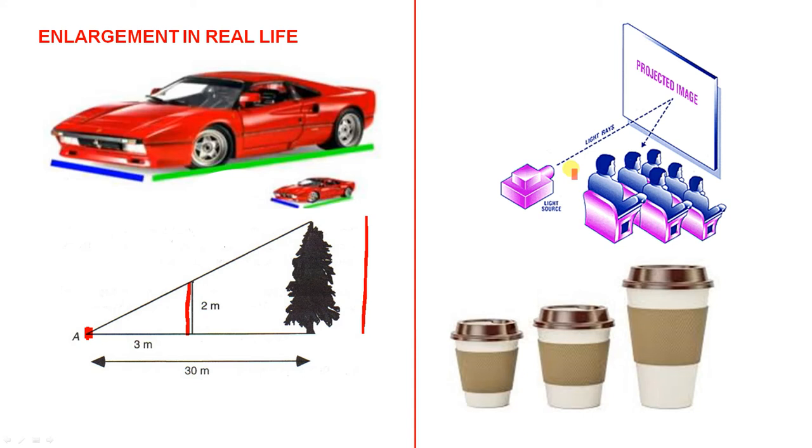Here, we've seen this so often in cinemas or picture theatres. The small image is here, that is, the original image is inside the machine, and then when you project the image onto the screen, it becomes a lot larger. And here are 3 examples of coffee cups, for example. Small, medium and large. See how they've been enlarged as we go across.